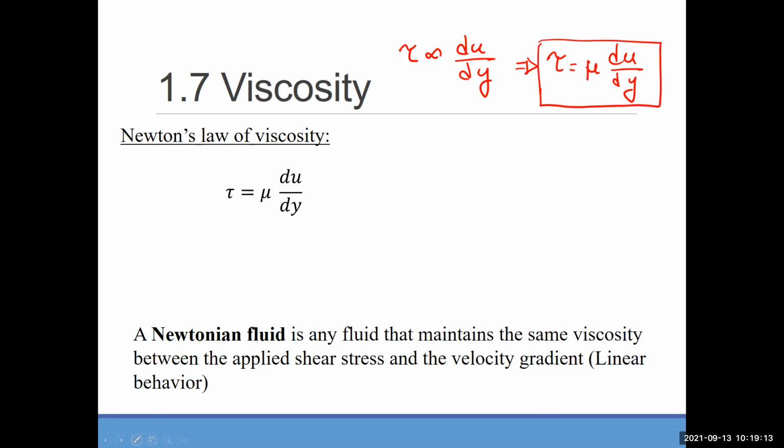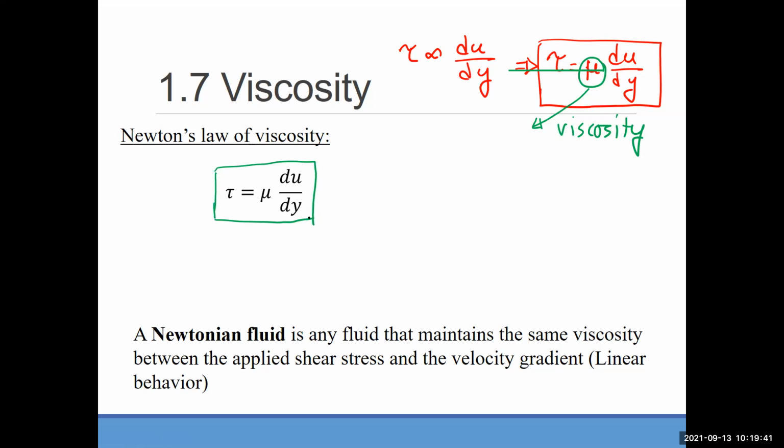And what is the name of that mu? This one is called viscosity, the mu, and it represents the viscosity of the fluid, right? It represents the resistance the fluid can experience. Okay, so this is actually the equation.